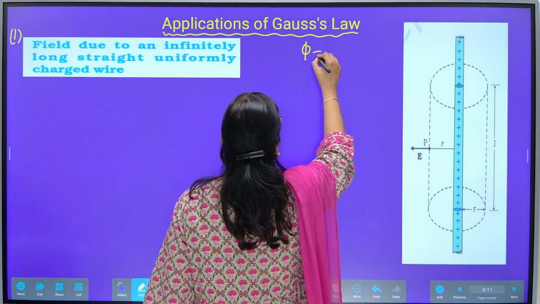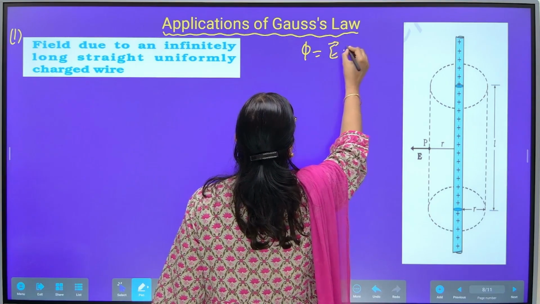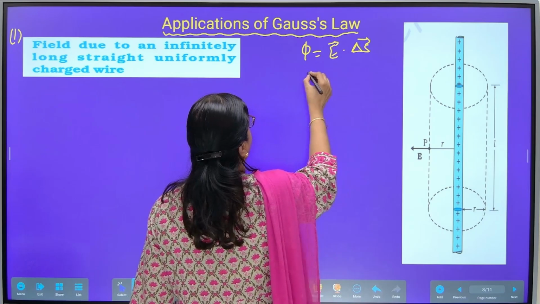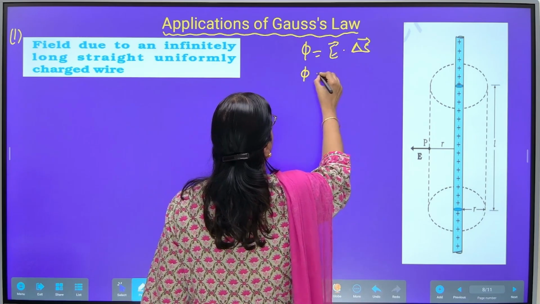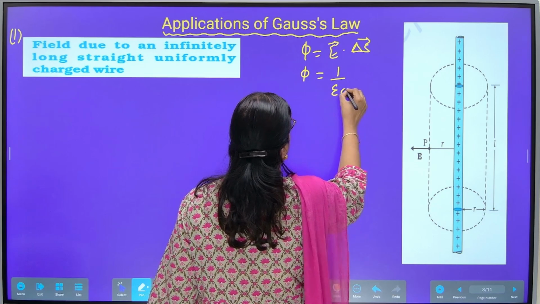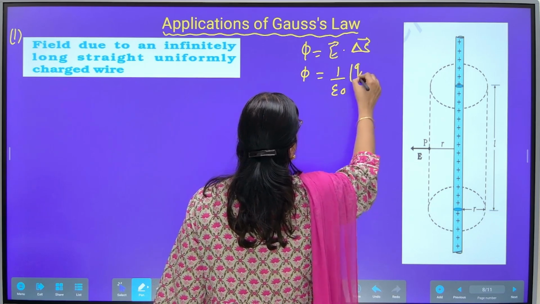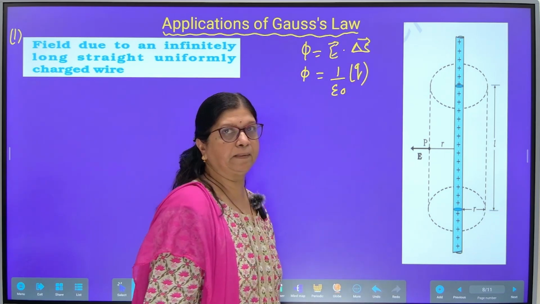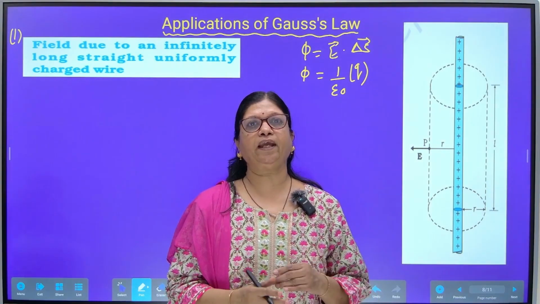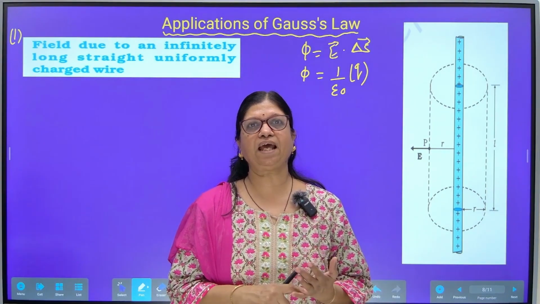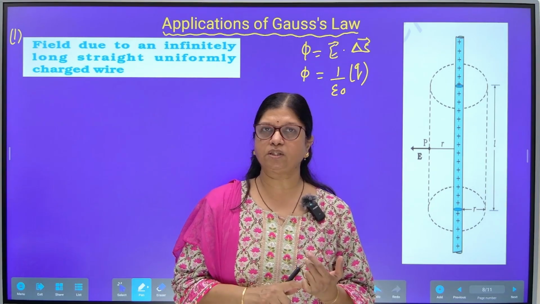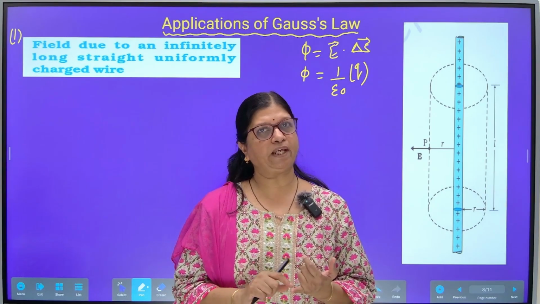phi equals E arrow dot delta S. This is the formula of flux by definition, and this is the formula of flux by Gauss's law. Now moving further, today we shall understand and derive the formulas for application of Gauss's law for a few cases.